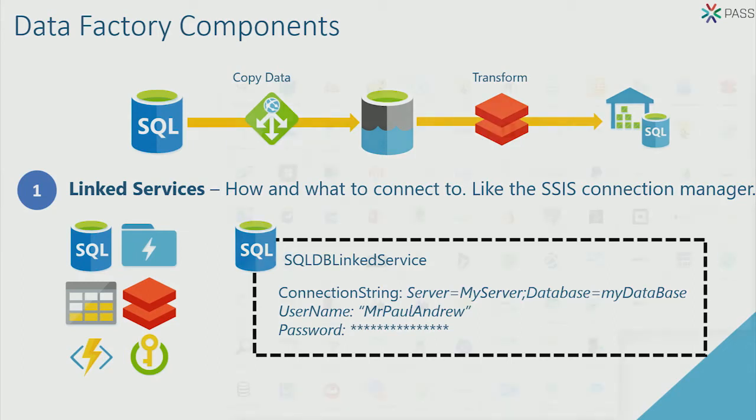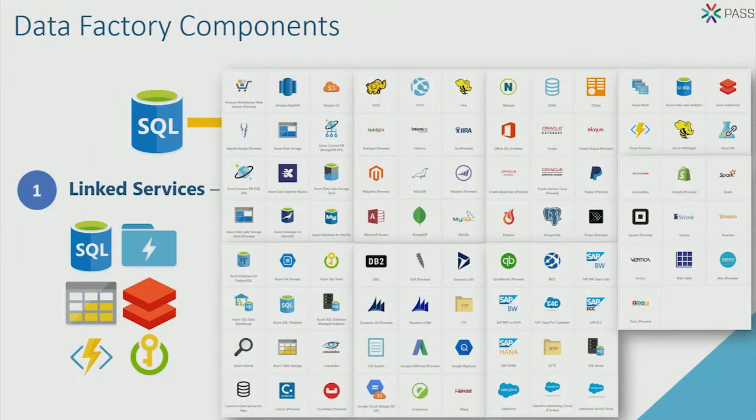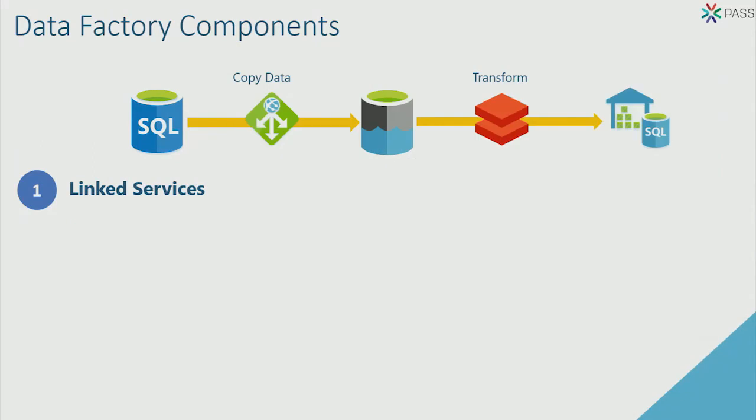And when I created this slide deck, I did a quick screen grab from the Data Factory portal, and I think we had 88 linked services that we could connect to at the time. I think this list has probably grown or maybe even doubled by now. So Data Factory really can connect to anything. So those are our linked services, number 1.